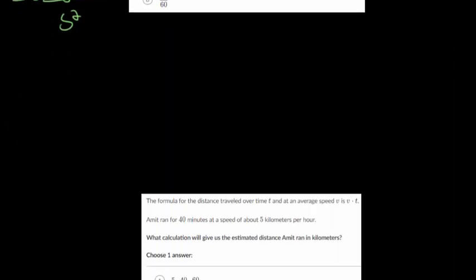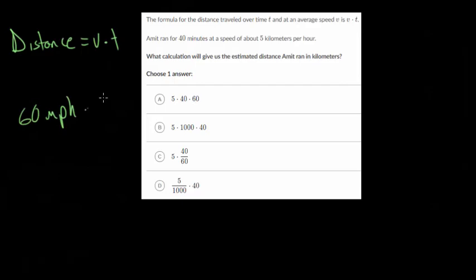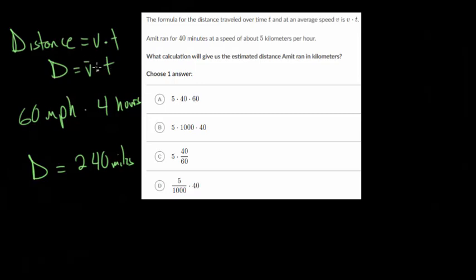And let's do one more of these. The formula for the distance traveled over time t at an average speed v is v times t. A lot of times you'll see this as distance equals v times t, or distance is speed times time. So if you go 60 miles per hour for, let's say, 4 hours, you would multiply to get the distance. In this case, d would be 60 times 4. It would be 240 miles. So that's the basic formula we're going to use. You can also say d is v times t, where v is an average speed. So just keep that in mind.